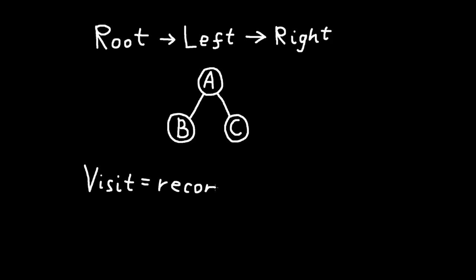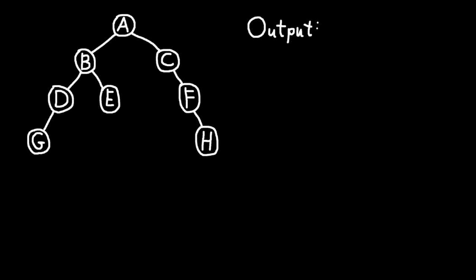When I say visit a node, I mean we record its value. Let's do a pre-order traversal on this example tree. Remember, root, left, right. We start at the root, so we visit A first.